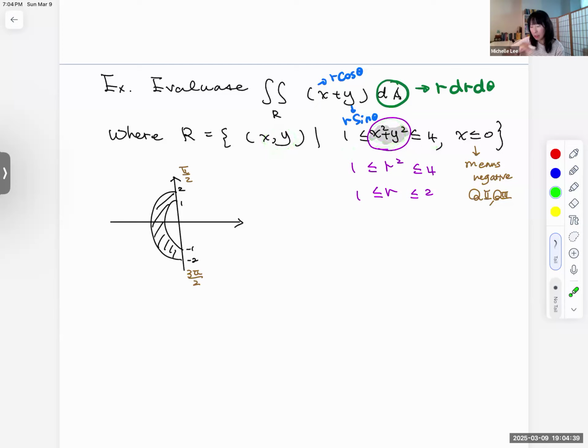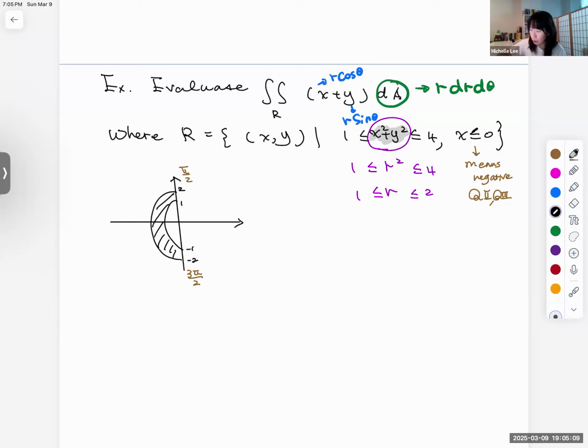Okay, normally they give us as r, right? And we know that x squared plus y squared, we can express as r squared, like earlier, right? Okay, then r squared is between 1 to 4. Now we want to know about the limit. So r is between 1 and 2, right? Make sense?